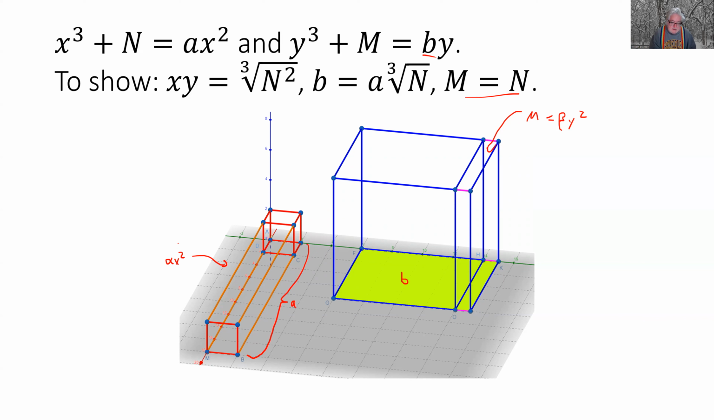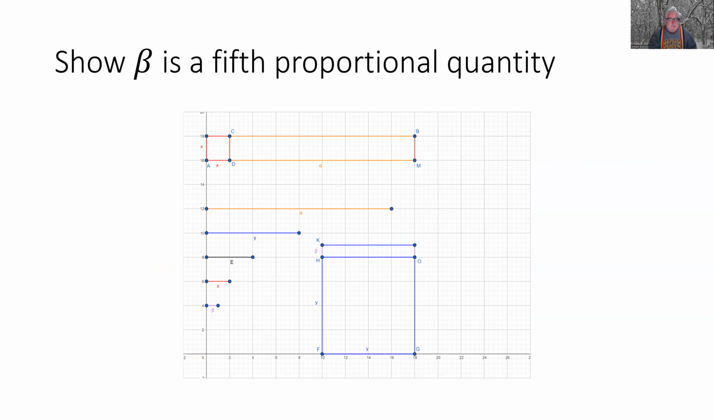And N is x squared times alpha, and alpha is what I'm calling this orange bar. So we want to show that N is equal to M, and these two other relationships between x times y and B. So Cardano's method for doing this is, well, he's going to show that beta is actually the fifth proportional quantity, that beta can be put in as a fifth quantity in proportion with the rest of the other numbers. So how does he go about doing that?